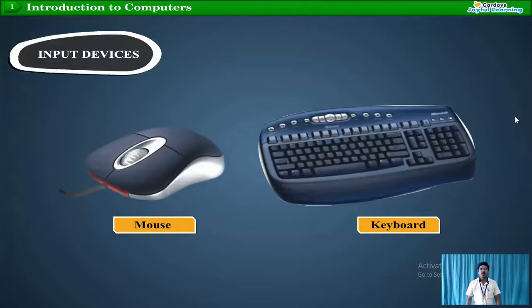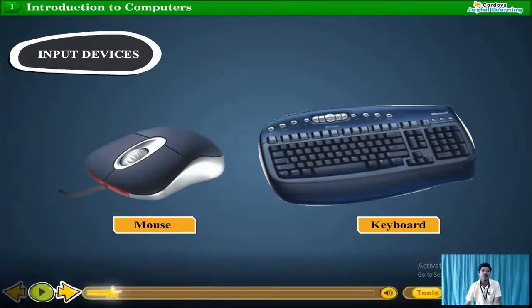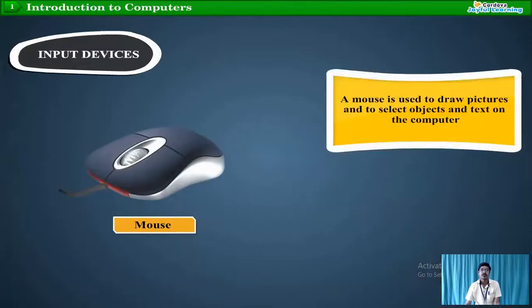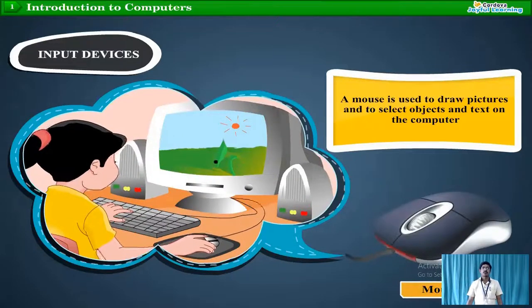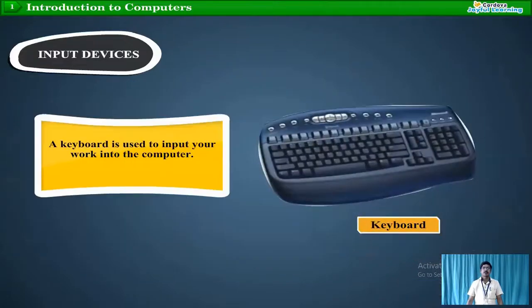Now we can use that mouse for drawing pictures by using different software, or we can use the keyboard to give the input or enter the data on your soft copies. If you are preparing any notes, you can use the keyboard. That keyboard will enter the data on that soft copy. You are typing here only on the keyboard and that data will be typed in this soft copy. Now see one by one we will see the mouse and keyboard. A mouse is used to draw pictures and select objects and text on the computer. A keyboard is used to input your work into the computer.